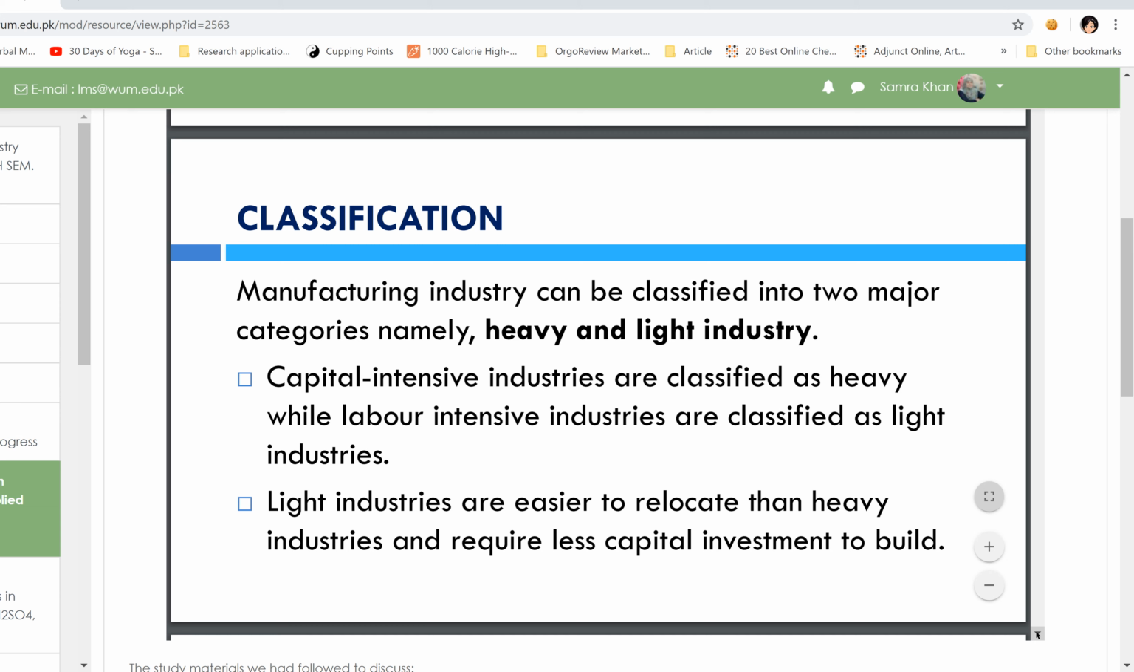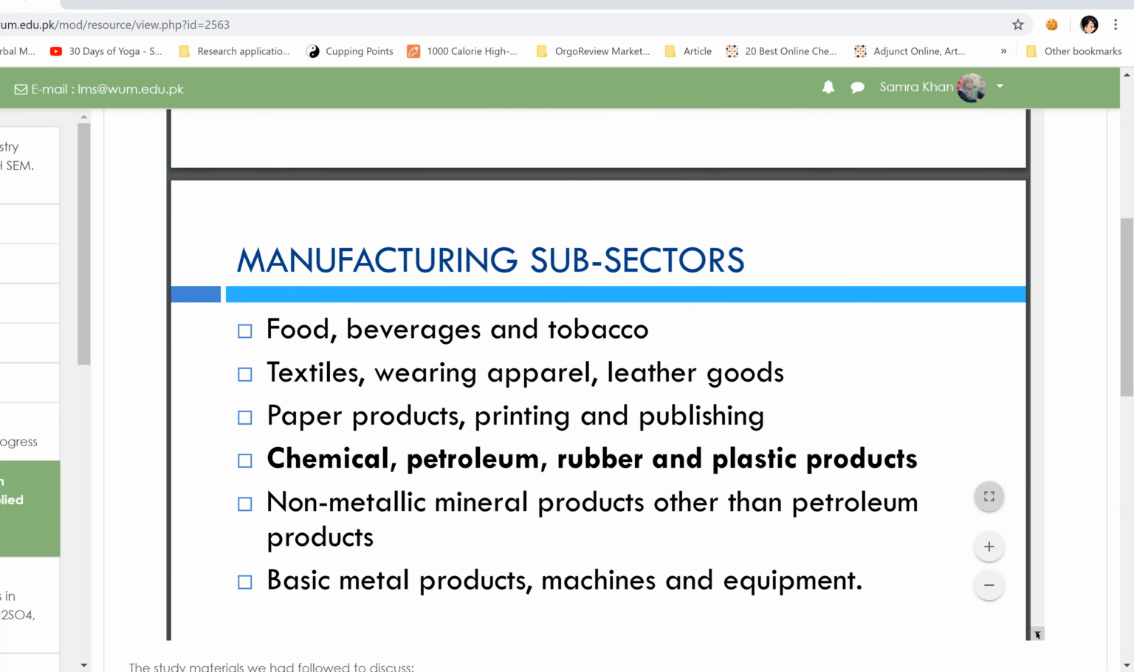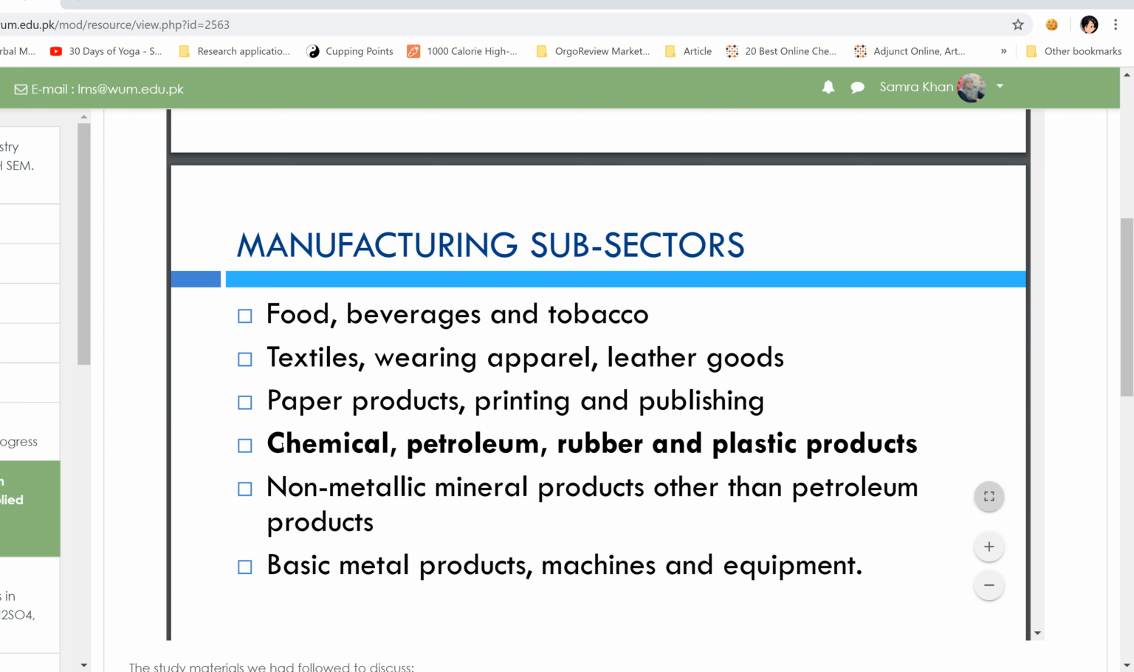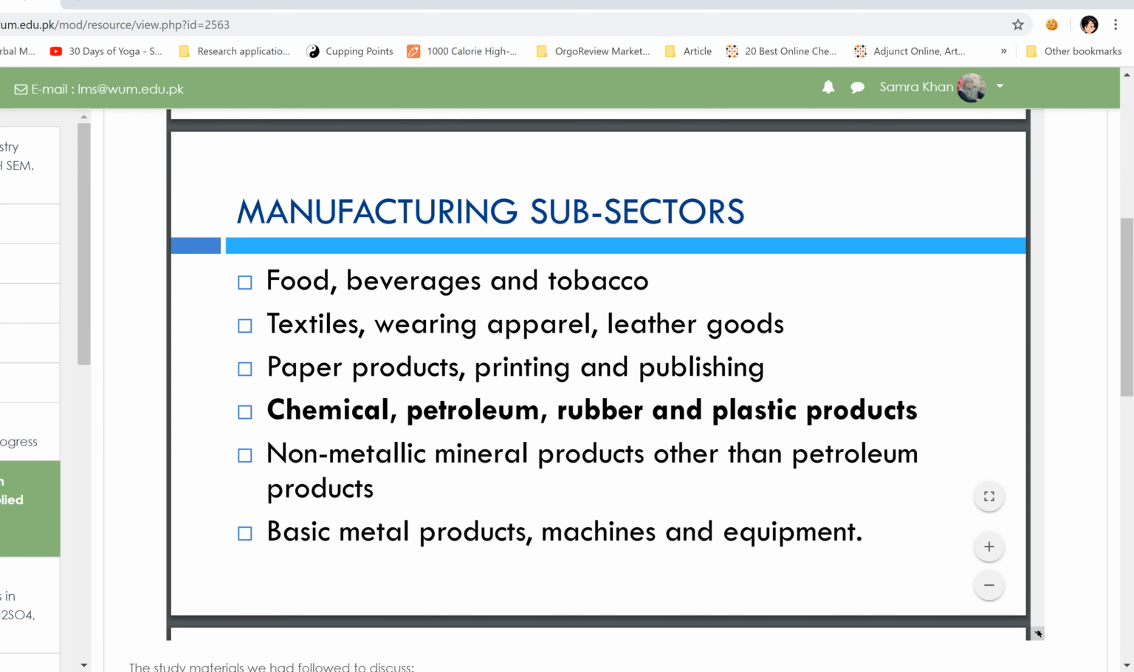So moving on, we had looked into the manufacturing subsectors. In our course, we have looked into the majority of those. We have looked into food and beverages, the sugar industry, textile, which you presented in your short projects, and paper products. It was also chemical, petroleum, rubber, and plastic products. We are onto that as well. And non-metallic, for which we have looked into the inorganic acids, including sulfuric, HCl, and nitric, when they are prepared in the industry.